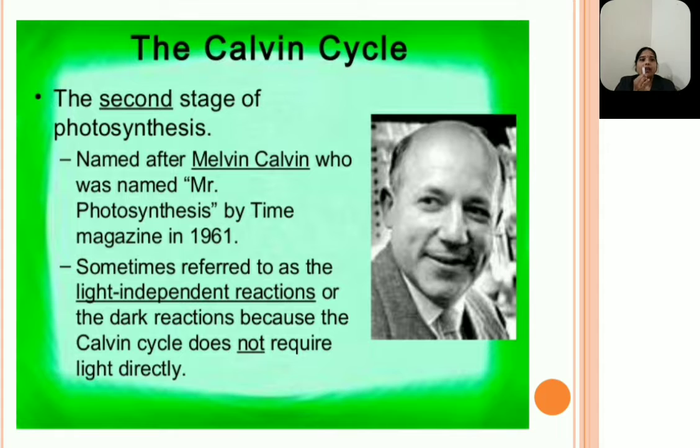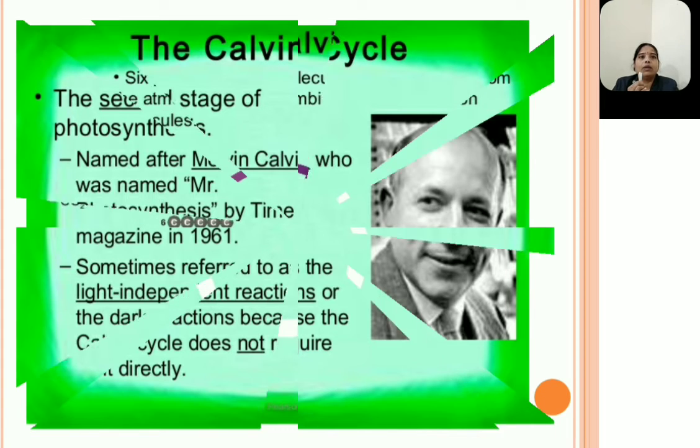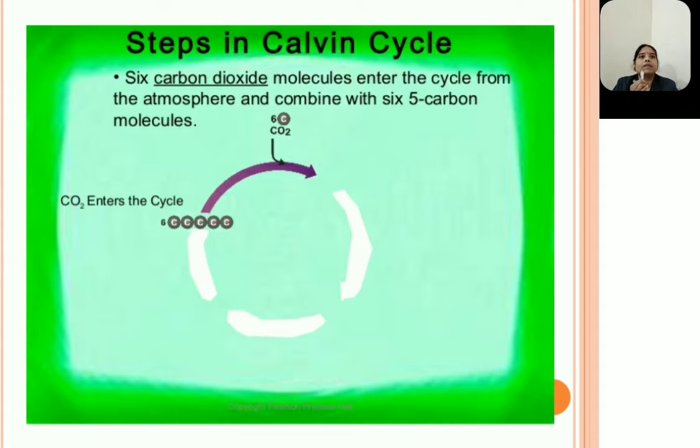So the first point is the steps involved in the Calvin cycle. There are a total of 3 steps involved in the Calvin cycle. The first step is carboxylation. The second is the glycolytic reversal, and the third is regeneration of RuBP. So the first step is carboxylation.